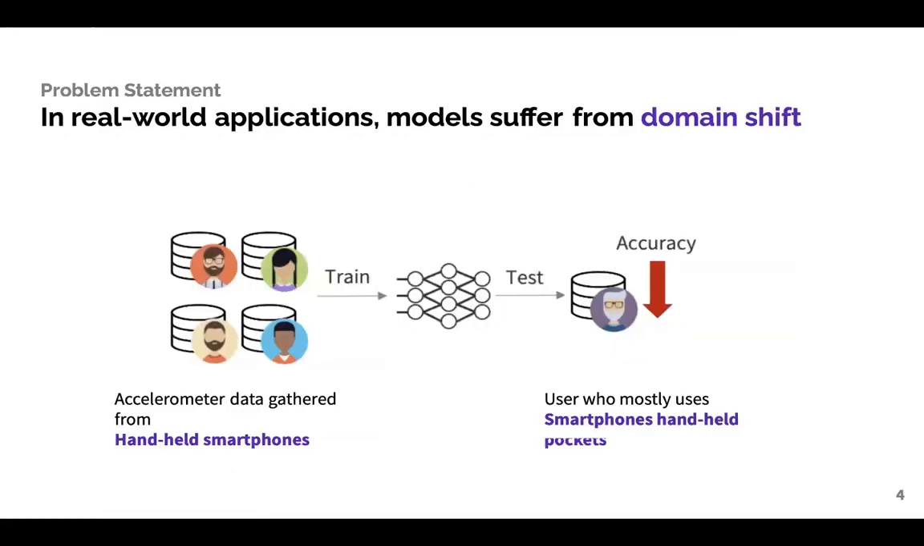Also, in real-world applications, many models suffer from domain shift. Domain shift is a difference of distribution between the source, which will be the training data, and the target, which will be the test data. This usually affects the model in a bad way. For example, let's think of a model which was trained with accelerometer data gathered from young people. When we use this model after deployment and test it using data from elderly people, the accuracy will drastically decrease.